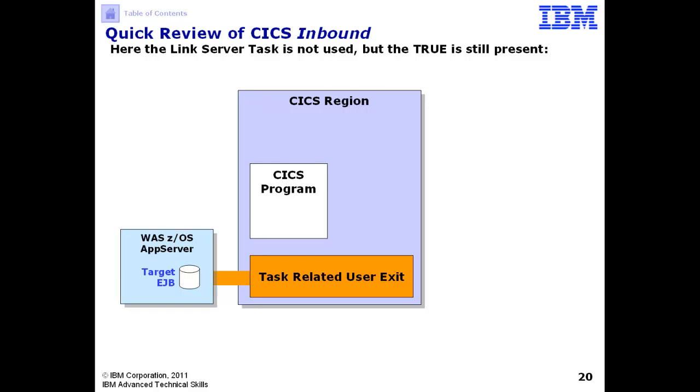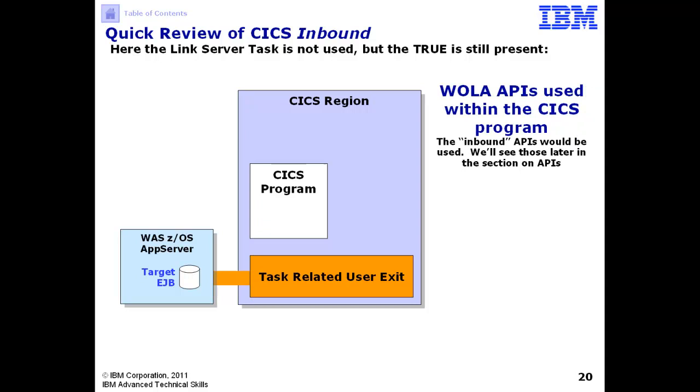Registration is required as always. This may be accomplished using the BBOC register command or the BBOA1REG API from the CICS program. The CICS program makes use of the Wola inbound APIs to call the target EJB in WebSphere. This implies modifying existing CICS programs to use Wola. That may not be acceptable to you.